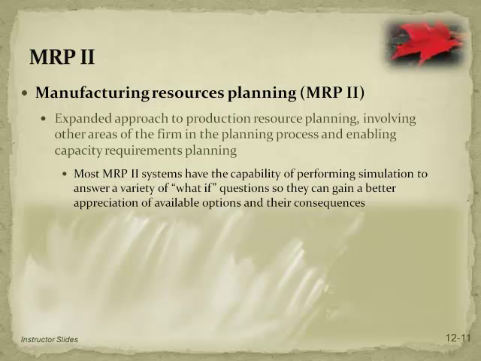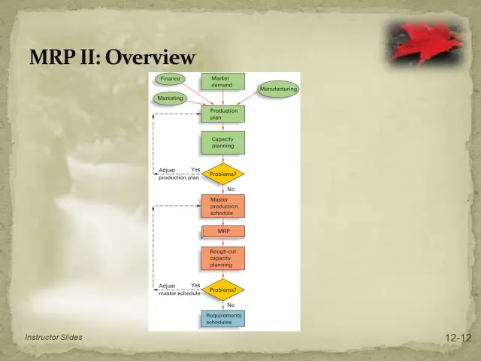The next evolution of MRP was referred to as MRP Roman numeral 2, or in this case, MRP actually stood for something a little bit different, Manufacturing Resource Planning, MRP2, where the original MRP stood for Material Requirements Planning. So MRP2 was an expanded approach to the original MRP, which brought a lot of additional capabilities that were not included in the original Orlicky work on MRP. So here's a look at MRP2.